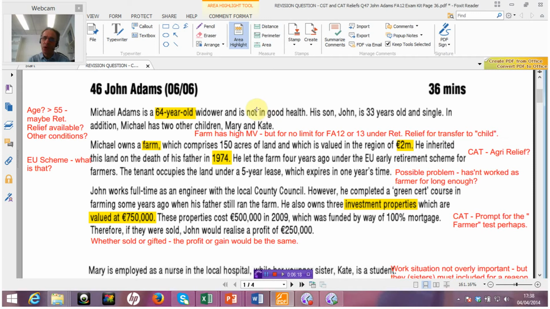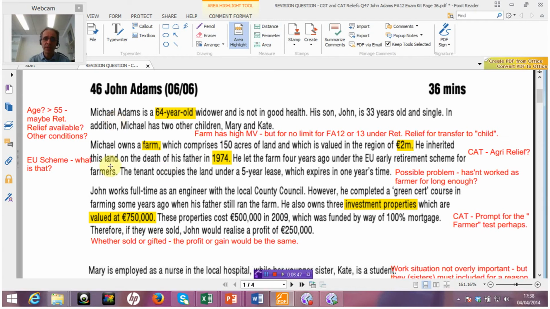So given the fact that I know that there is a gift in play, what I would be thinking to myself is, firstly, why are they giving the age? Perhaps it's that retirement relief may be available. We know that one of the conditions for our current tax year, FA 2013, is that the individual needs to be 55 and above to avail of the relief. So it looks like he qualifies at least under that condition.